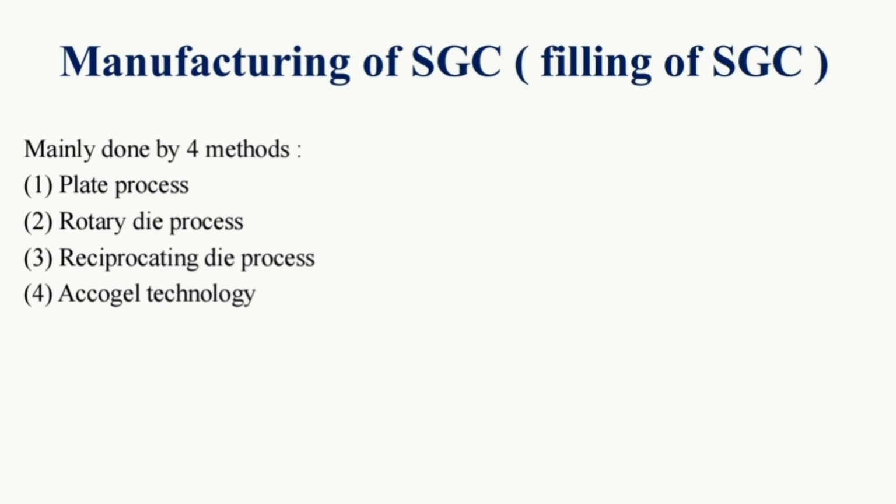Manufacturing or filling of SGC. SGC stands for soft gelatin capsule, and it is mainly done by 4 methods. First one is the plate process, second one is the rotary die process, third one is the reciprocating die process, and the last one is the Aquagel technology.